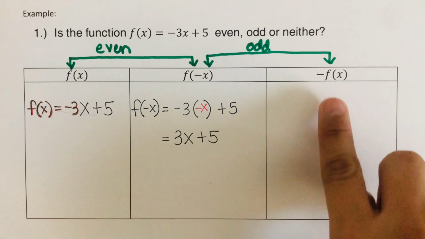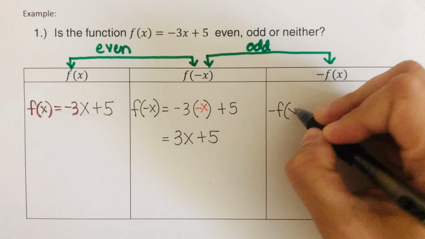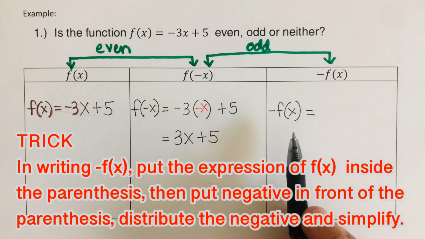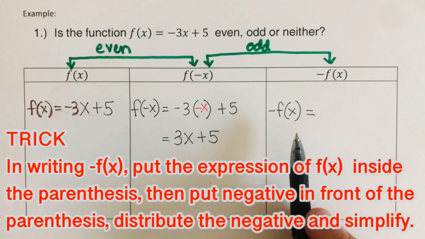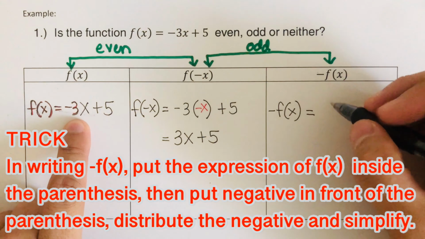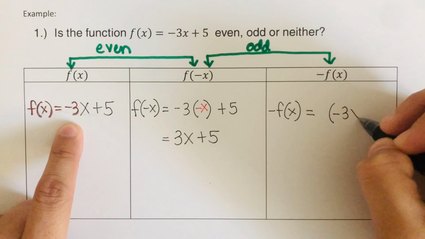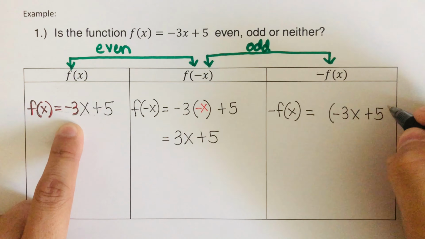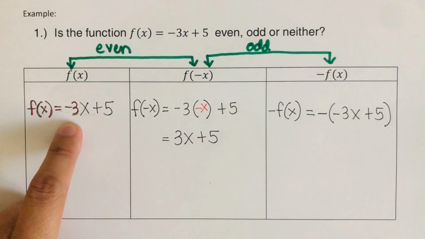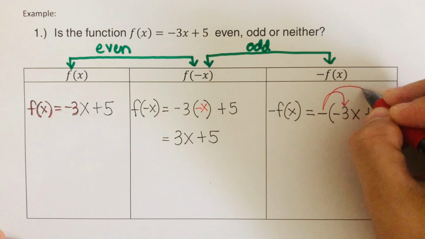So we're going to come up with the negative f of x first. So I'm just going to go ahead and write negative f of x. Okay, there's a trick in writing negative f of x. Put the expression of f of x inside the parentheses, then put the negative in front of the parentheses, distribute the negative, and simplify. So in this case, I'm going to rewrite this, which is the f of x. So I'm going to write negative 3x plus 5 inside the parentheses, and put the negative in front of it. And then after that, we are going to distribute the negative to each of the terms inside the parentheses.